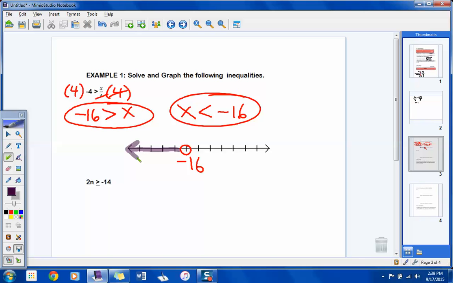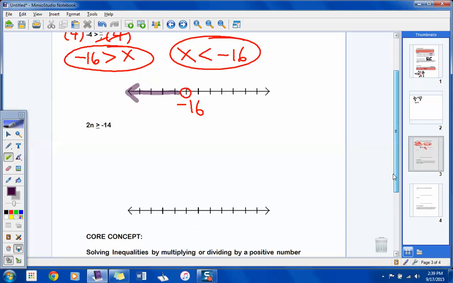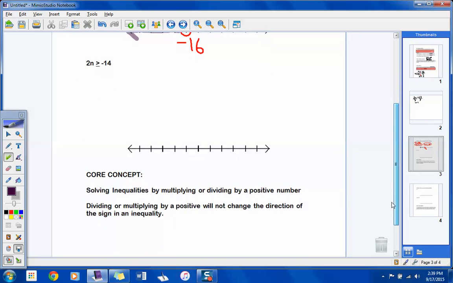I want you guys to try the next example right here on your own. Tell me what your solution is, and then maybe what a graph might look like for this. And when you've talked this over with a partner and you agree, give me a show of hands, all right? If you disagree, talk about what it is you disagree about.